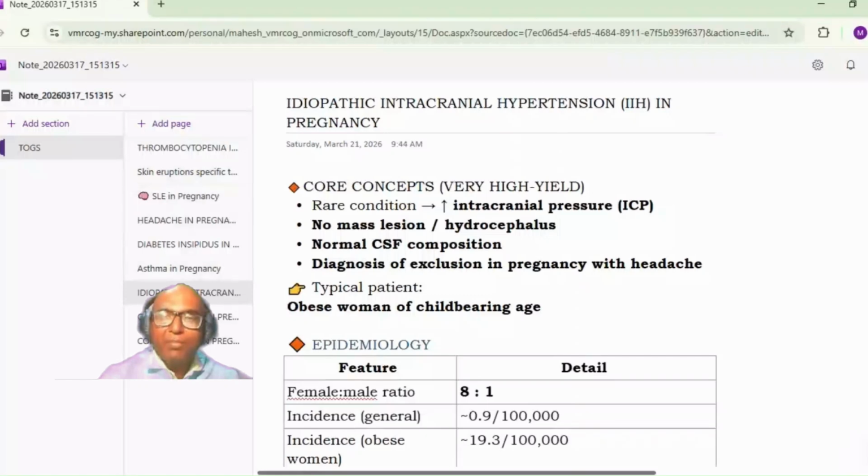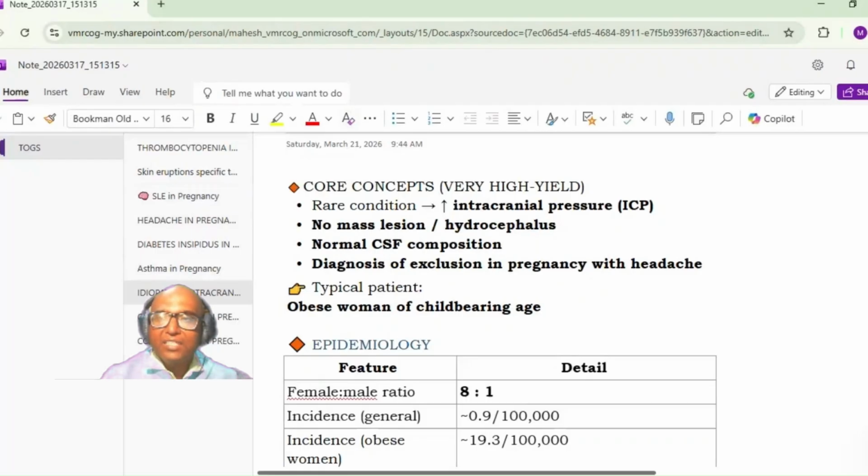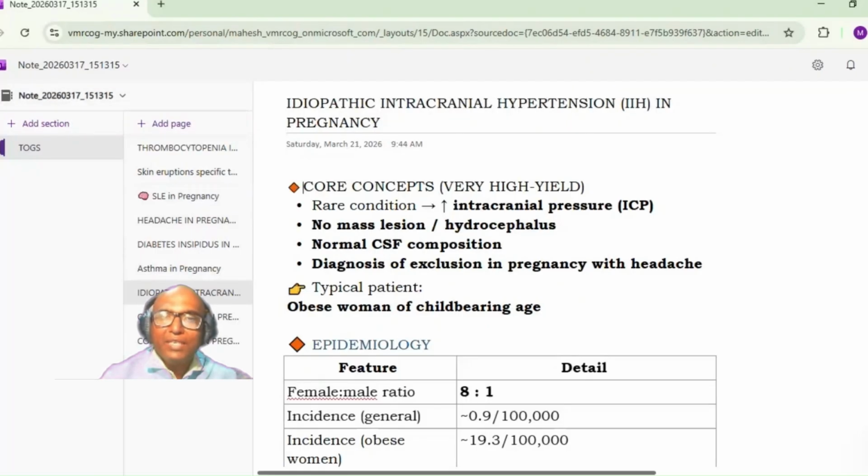Idiopathic intracranial hypertension. There is a special talk on this. That is why we are taking this. But generally, the question will be from headache only. And one of the diagnoses will be IIH. So here, what is the core concept for IIH?